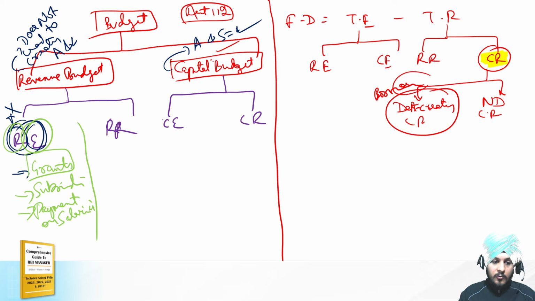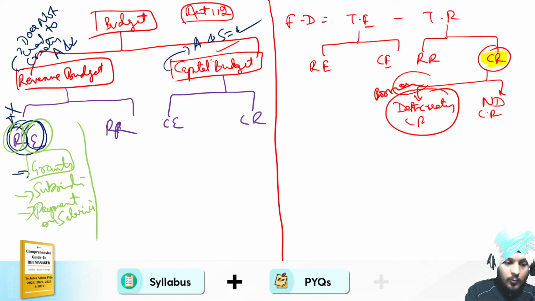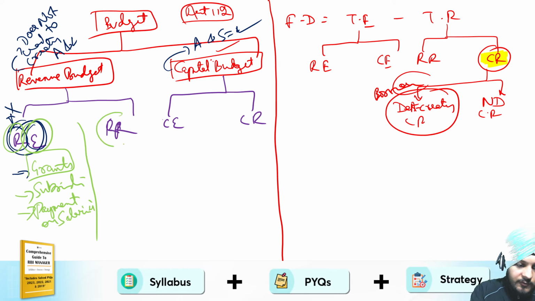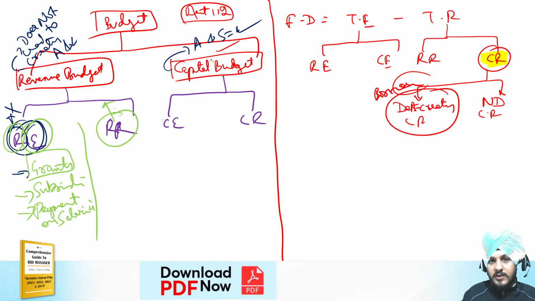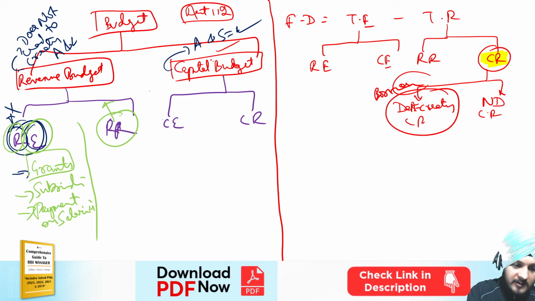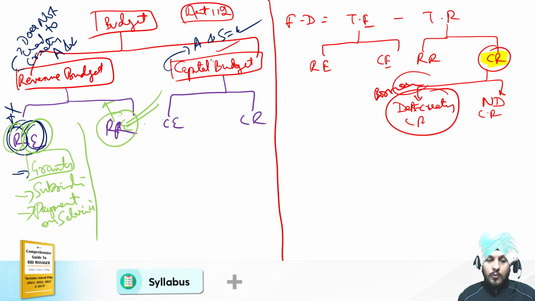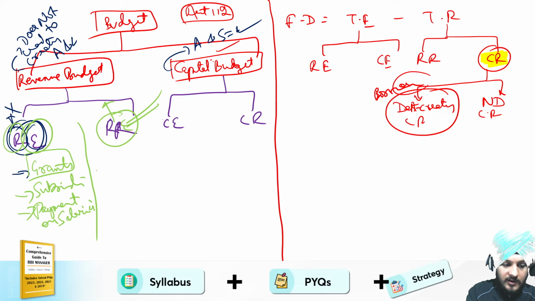Now let's talk about the revenue receipts. What do we mean by revenue receipt? If we break it down, revenue means that which does not lead to creation of assets and liabilities, and receipt means the inflow or the revenue of the government. So what could be the examples of that?